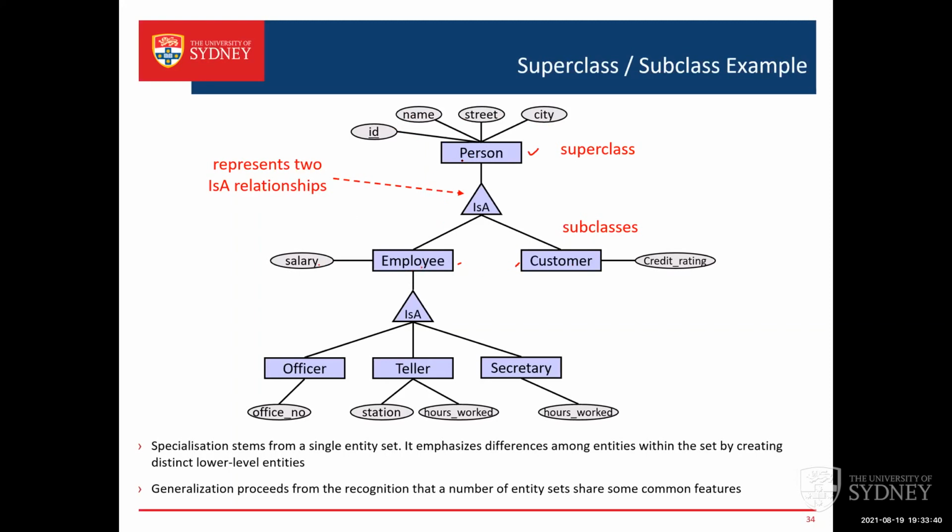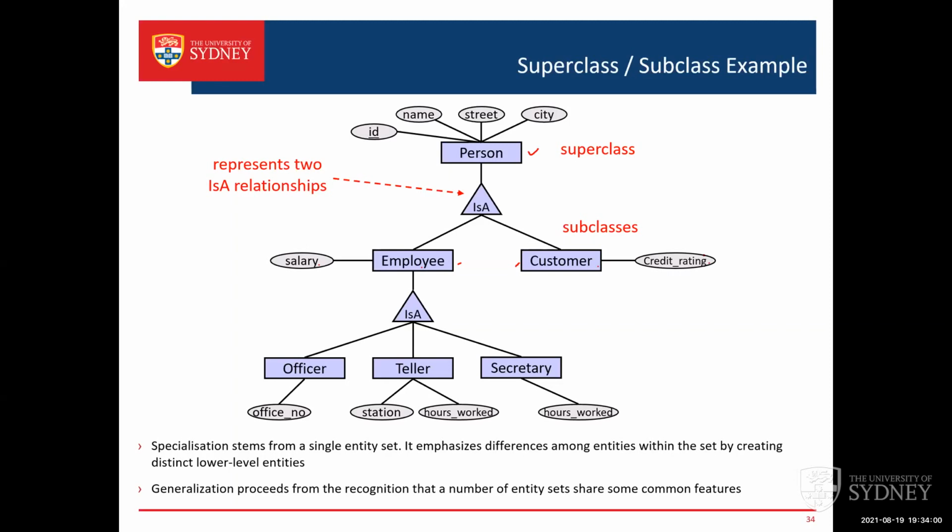We cannot put that in person because every person will not have a salary. Only the employees will have salary, so that attribute will be put into the employee table. For a customer, we might have a credit rating: how much he spends, how much he takes in loans from a bank. Depending on that, he might have a credit rating. That attribute we can put into the customer.